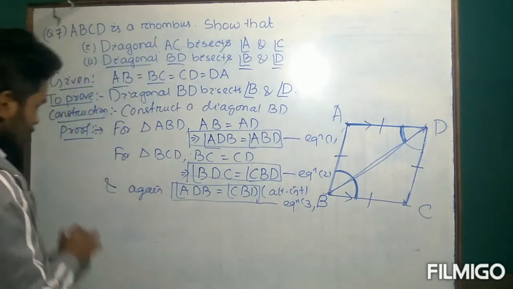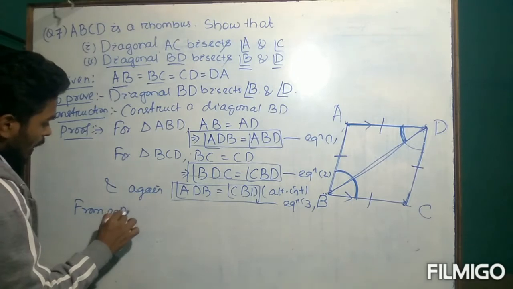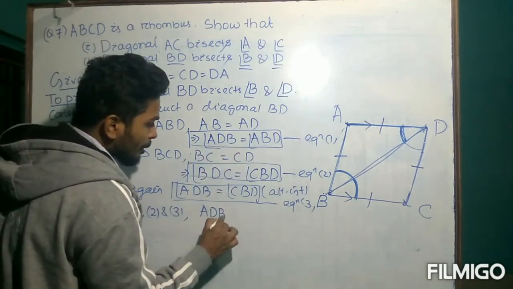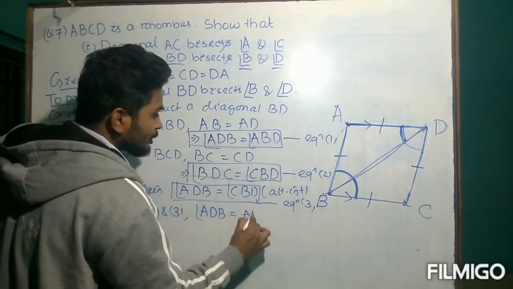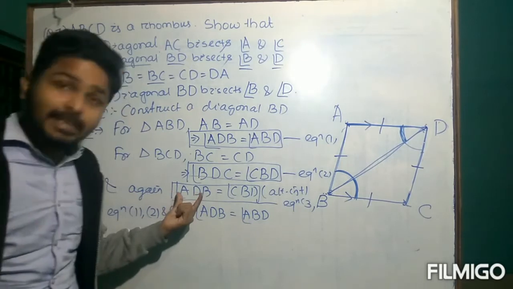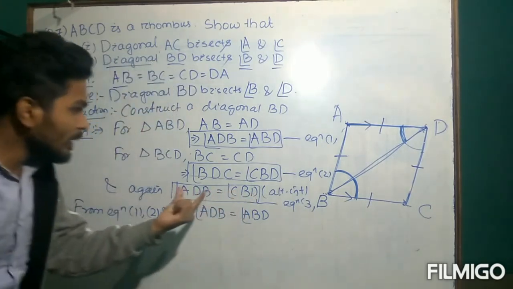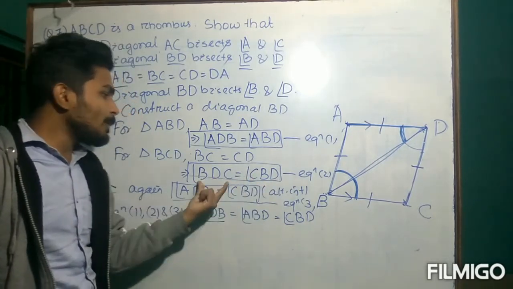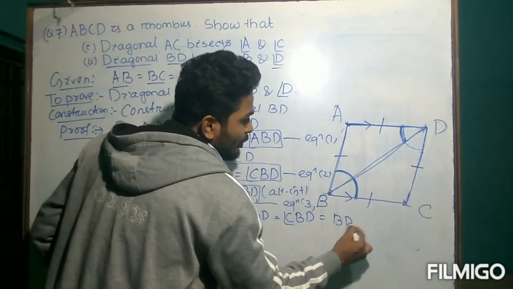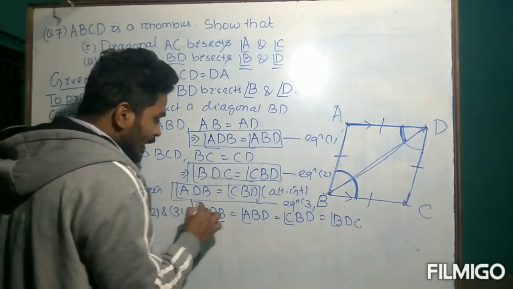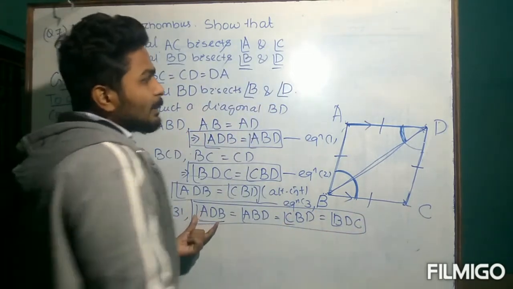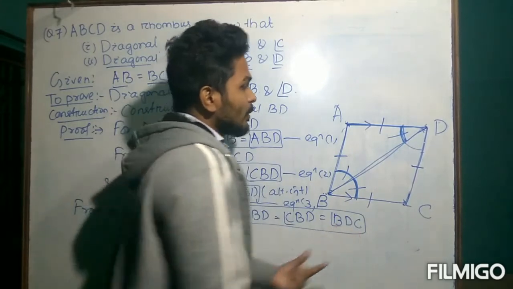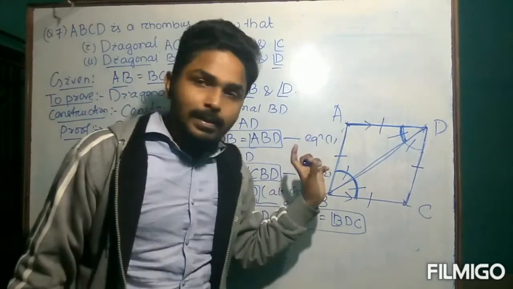Now after analyzing all the three equations, from equations 1, 2 and 3, we get that angle ADB is equal to angle ABD. Yes or no? Yes. Again in equation 3 it is given that ADB, this one, is equal to CBD. So you can write ADB is equal to CBD. And in equation 2 it is given CBD is equal to BDC. So what we have concluded? We have concluded that all the four angles are now equal: ADB is equal to ABD, is equal to CBD, is equal to BDC. You understood now?